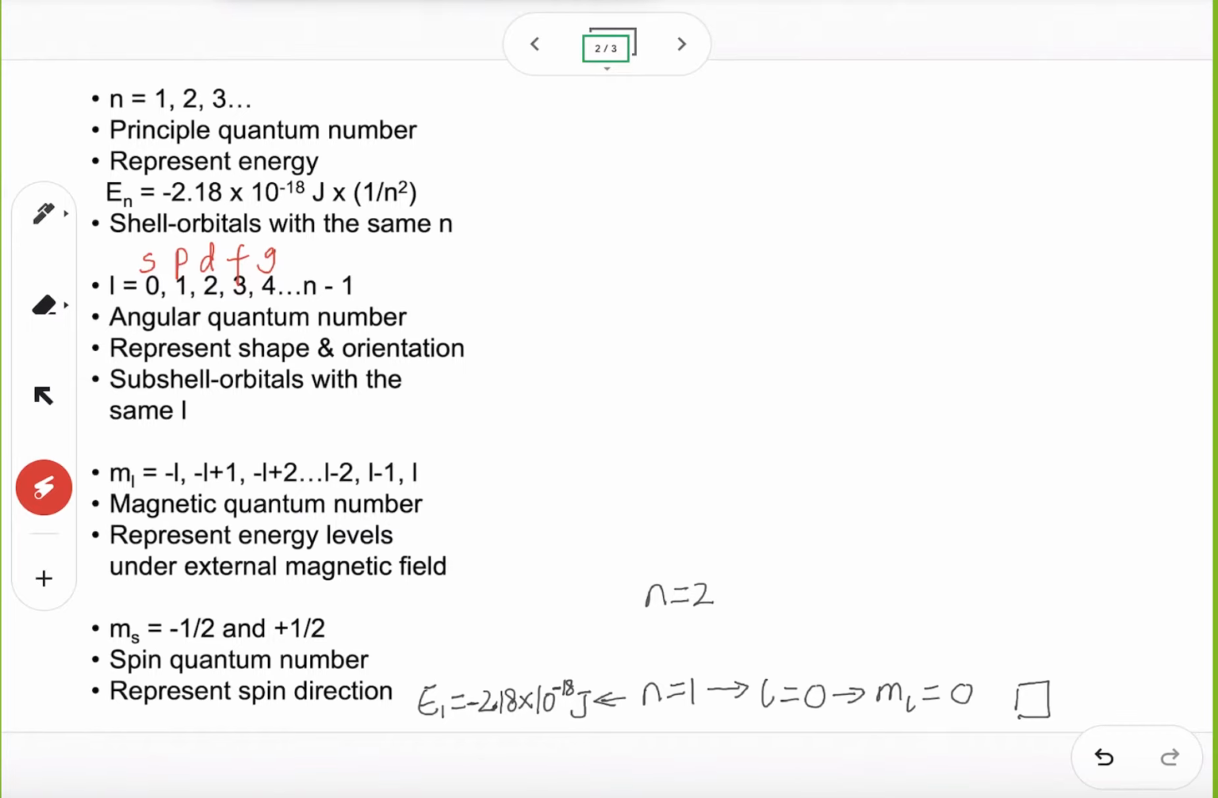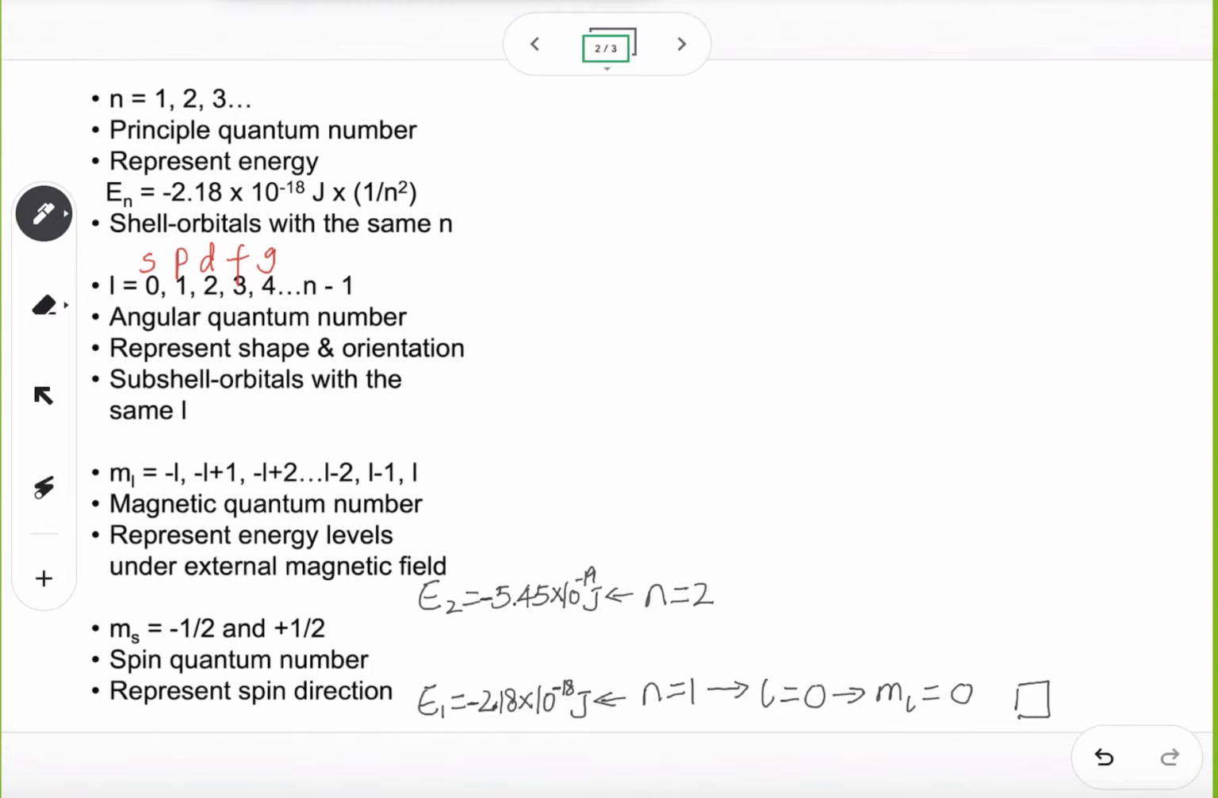All right, when n equals 2, the next possible value for n, that will give us E2 as negative 5.45 times 10 to the negative 19 joule. So this E2 would have higher energy than E1.